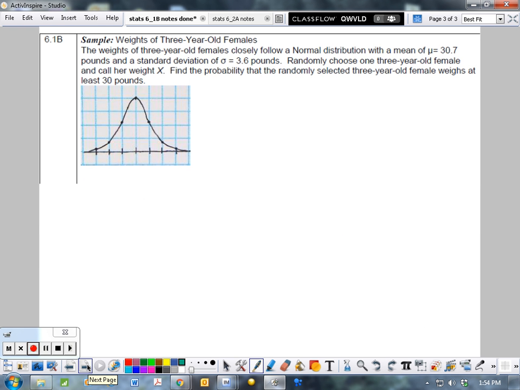Okay, so on our next one, now we don't have the curve, well, we have a curve drawn for us, but we're going to have to label it out. So we're looking at the weights of 3-year-old females. The weights of 3-year-old females closely follow a normal distribution with a mean of 30.7. So right here, we've got 30.7 and a standard deviation of 3.6 pounds. So that means each little marking is a standard deviation that would go up by 3.6 pounds.